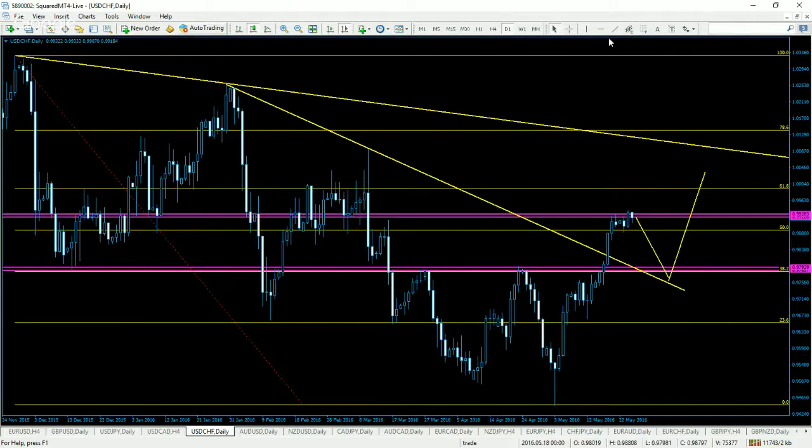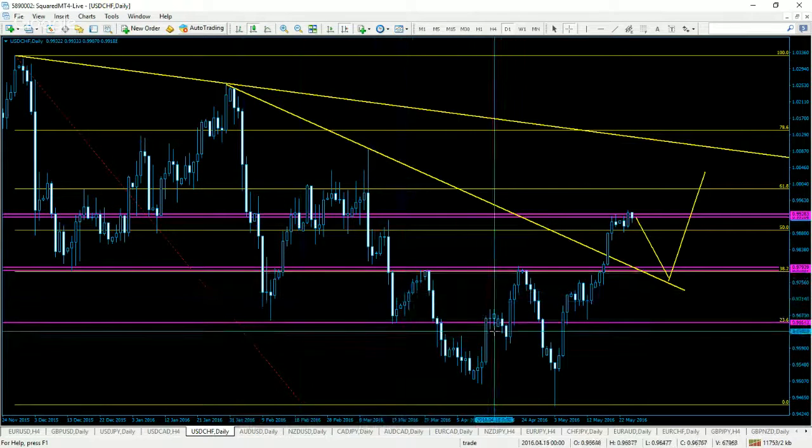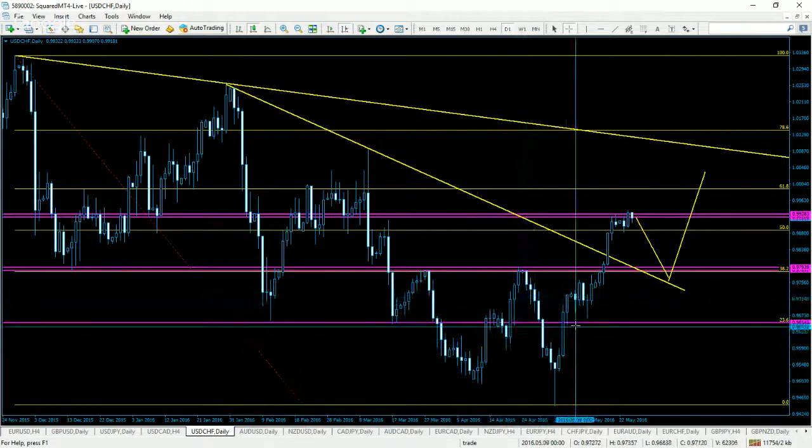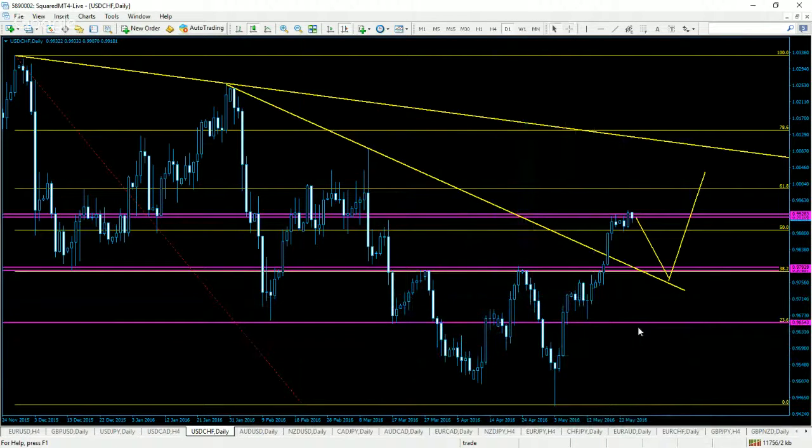Below there, the next key support level you can see is this clear structural level at around 96.55. So if it trades back down into this previous support, resistance, support, this is likely to be a level where we do see support emerge again.